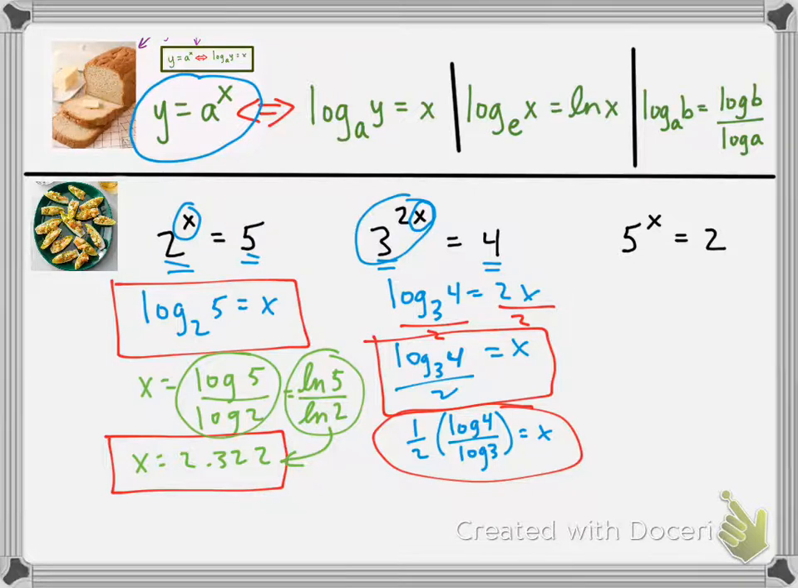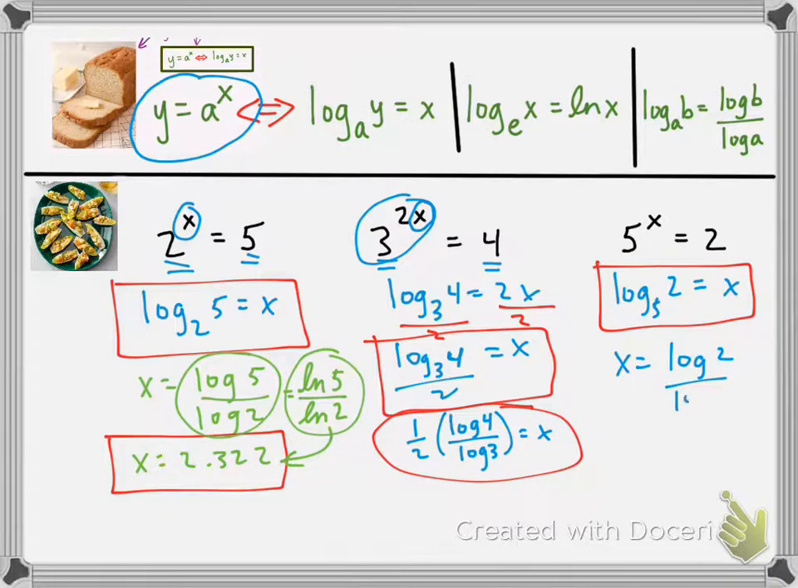And then finally, we have 5 to the x equals 2. It's almost exactly the same problem as the first one, but I would urge you to pause the video and try this one on your own. So you have log base 5 of 2 is equal to x. We're done if we don't have to type it into the calculator. If we did, we would write x equals log of 2 over log of 5, and then you can type that into your calculator.